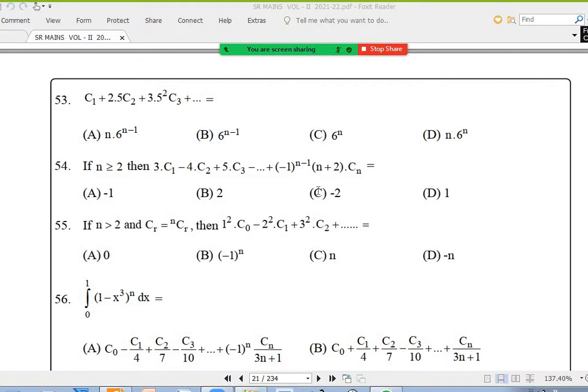Even here I can write 1 into 1. So, here 1, here 2, here 3 means it is R. Here 1, here 5, here 5 square means 5 power R minus 1 into NCR. Okay. Now, as I said, we don't want R or R plus 1 or R plus 2. We want to have only NCR.